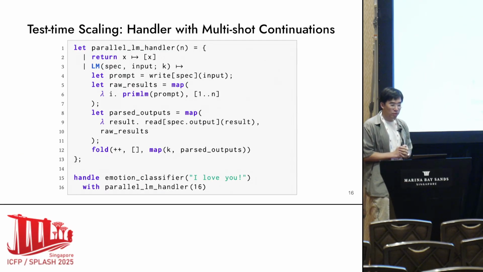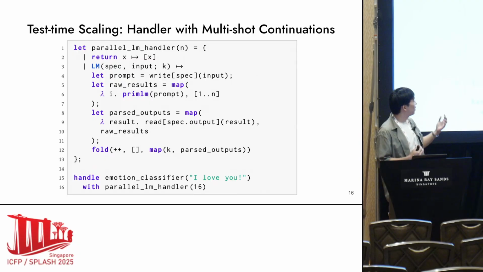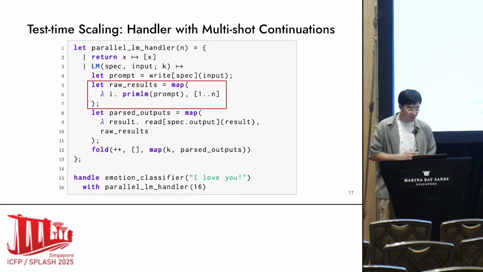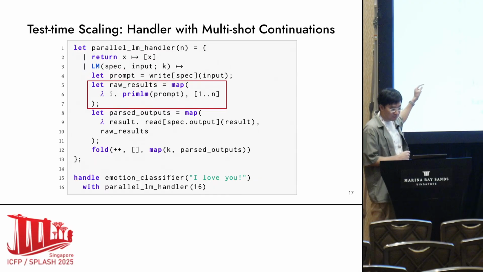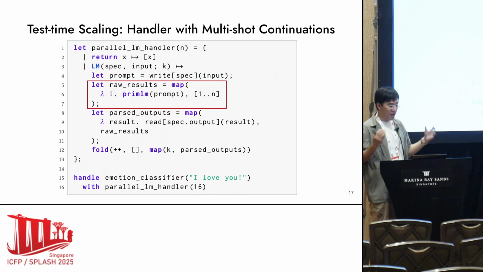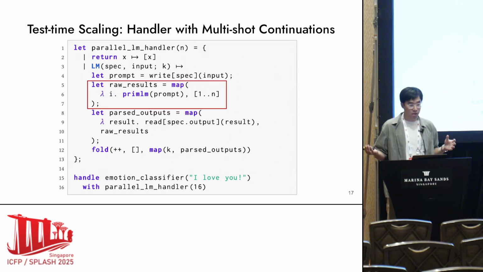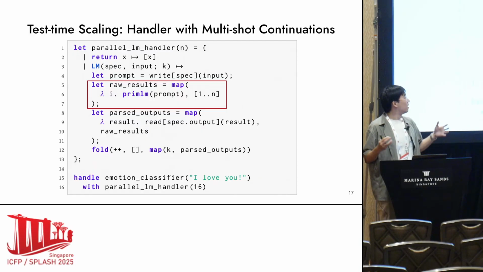But we can also do something more on top of that. In effect handlers, we provide this continuation k, and this k in our language is a multi-shot continuation, which means we can call this k multiple times. Okay? Here, I have a similar effect handler to handle this LM effect, but after I construct the prompt, I'm going to use a map function to call this prim LM multiple times, n times. Okay? So n is a parameter given by this handler.